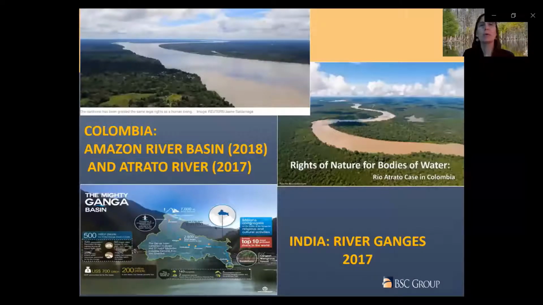The Indian Uttarakhand High Court granted the rights of personhood to the river Ganges. However, the Indian Supreme Court stayed the decision due to ambiguity concerning accountability. Colombian courts have recognized the legal rights and personhood of the Atrato River and the entire Amazon River basin.